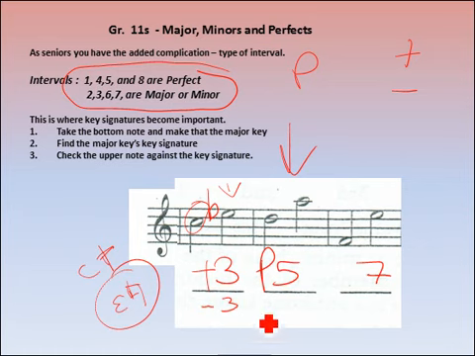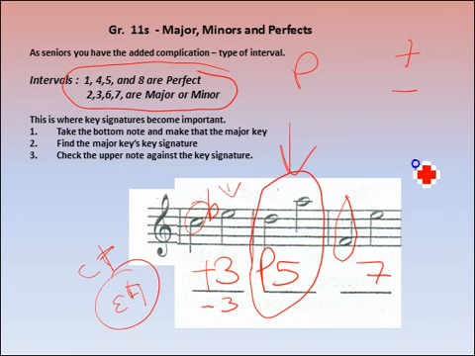Okay. Again, perfect is always perfect. We don't do anything. As soon as I see a 1, 4, 5, or 8, I put a P beside it and I move on. I don't even think about it. And the 7, same thing. It could be major or minor. How do I know? I take the bottom note. In this case, it's an F. So I'm going to pretend I'm in F major. F major has, anybody got it? 1 flat and it's B flat. 1 flat, B flat.